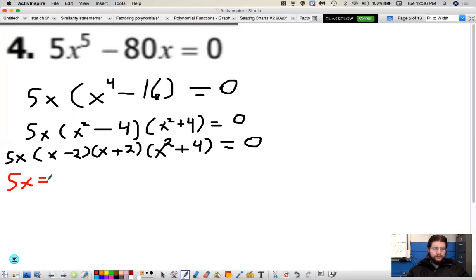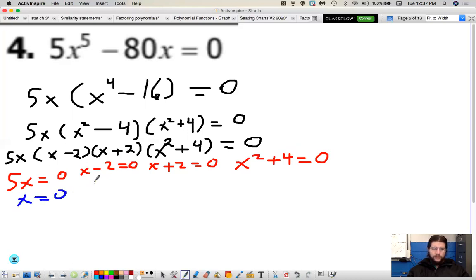5x equals 0, x minus 2 equals 0, x plus 2 equals 0, and x squared plus 4 equals 0. So now all of these factors are equal to 0. Solve each one. This one's easy enough. X is 0. Another linear, x is 2. Linear, x is negative 2.